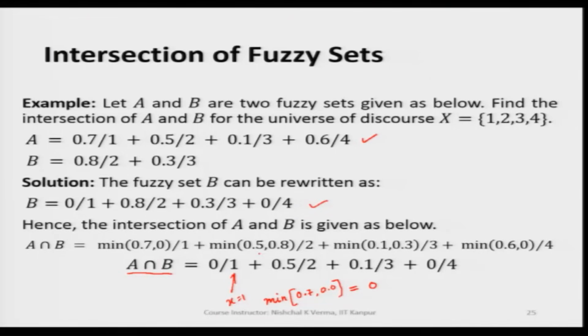So, the outcome will be 0.5/2 plus 0.1/3. The 0 terms, the first and the last, are included just to make you understand what is happening and why this generic variable value is not included in the outcome.